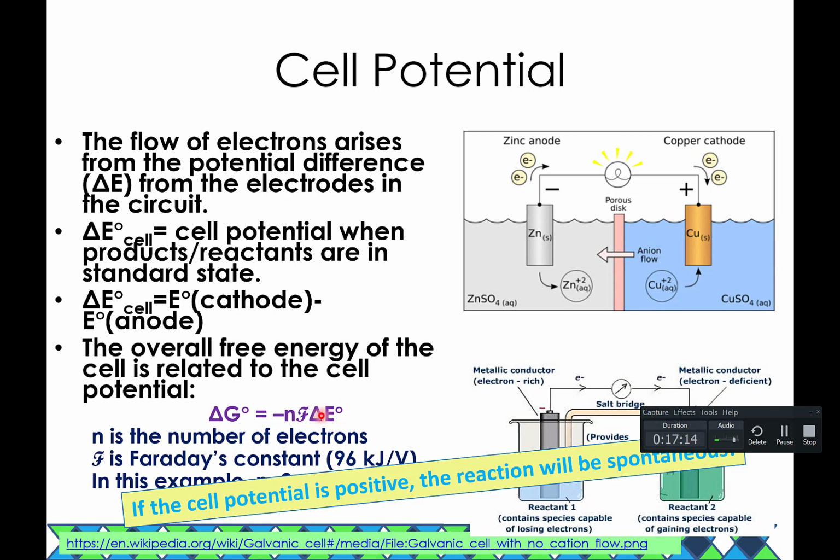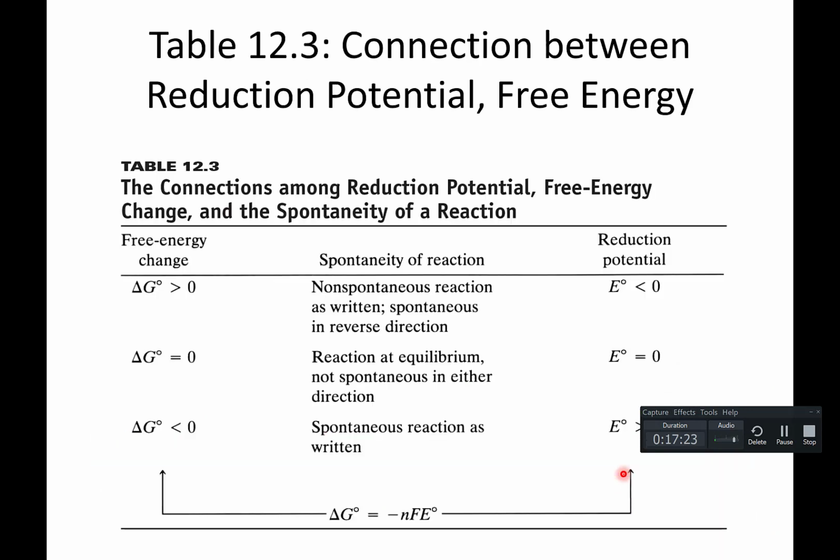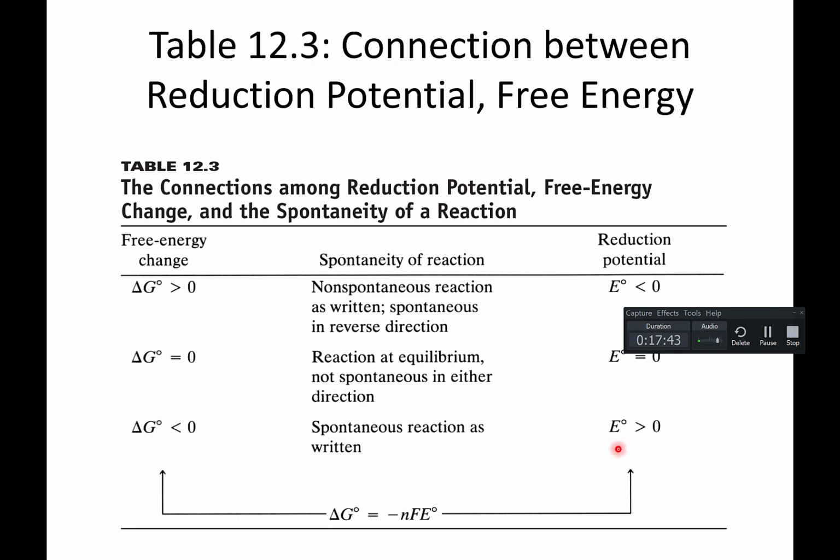So you'll notice that if E naught is positive, then delta G naught will be negative. So if the cell potential is positive, the reaction will be spontaneous. If E naught is less than 0, it's non-spontaneous. If E naught is equal to 0, we're at equilibrium. It's not spontaneous in either direction. And if E naught is greater than 0, then it's going to be spontaneous in the direction that it's written.